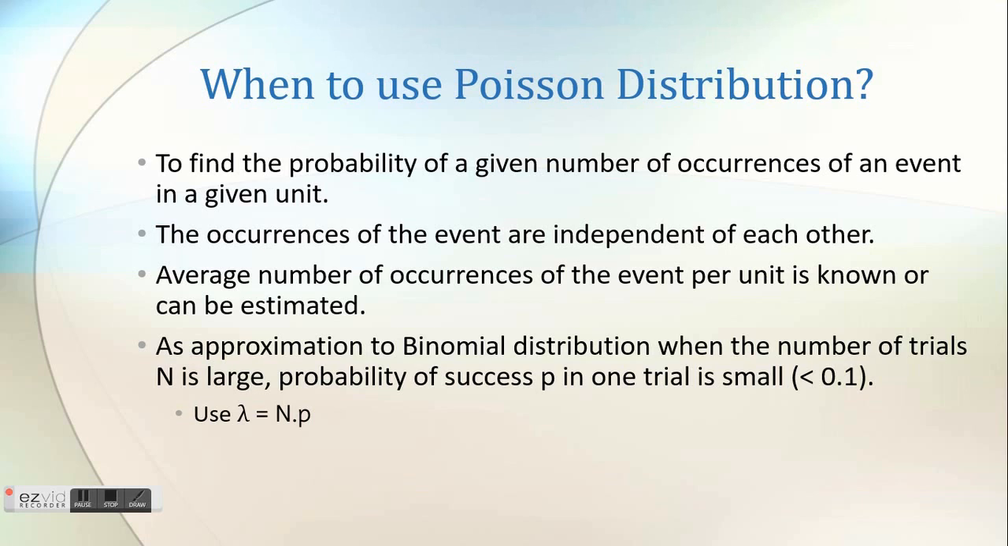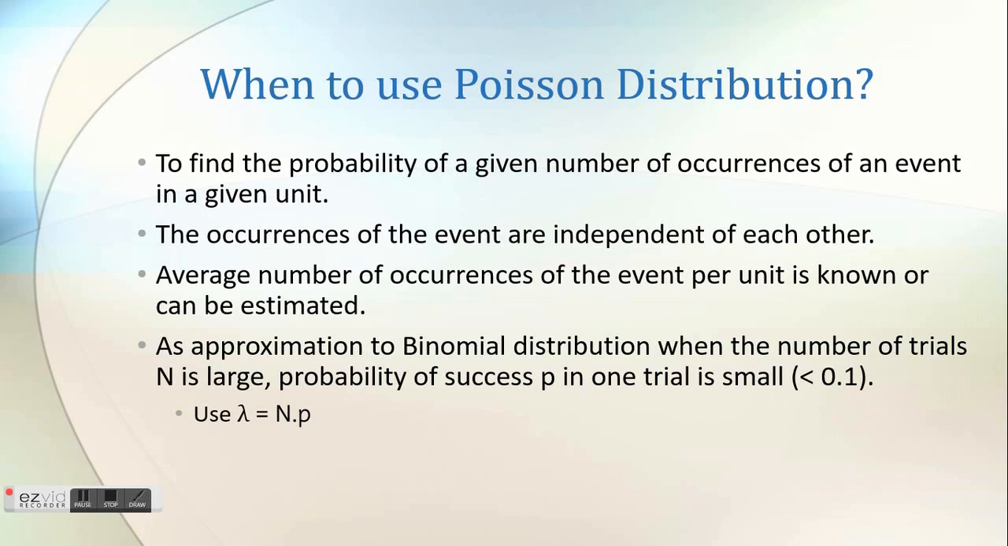For example, if we want to use Poisson distribution to model the number of accidental deaths on a given road per day, then we are making the assumption that the number of accidental deaths on that road on a given day is independent of the number of accidental deaths on that road on some other day. So they are independent of each other.